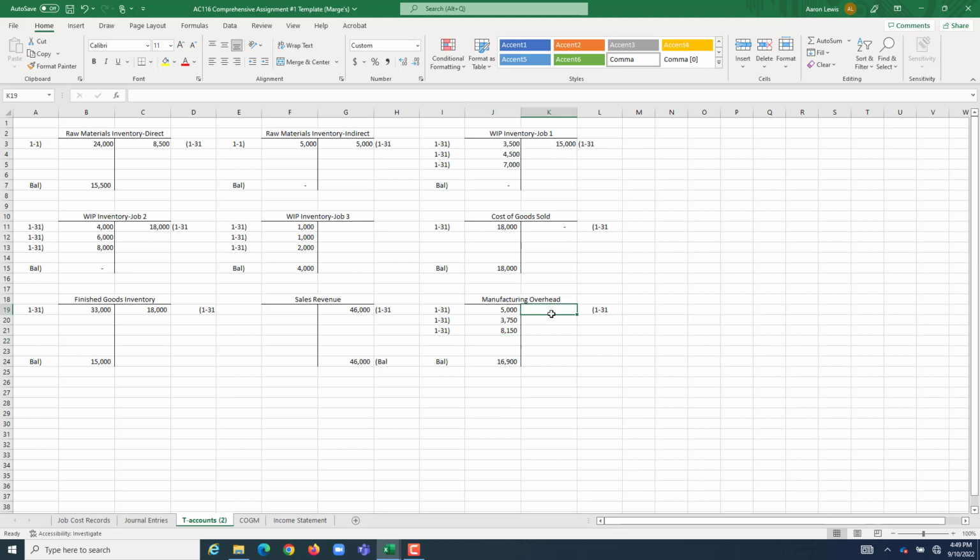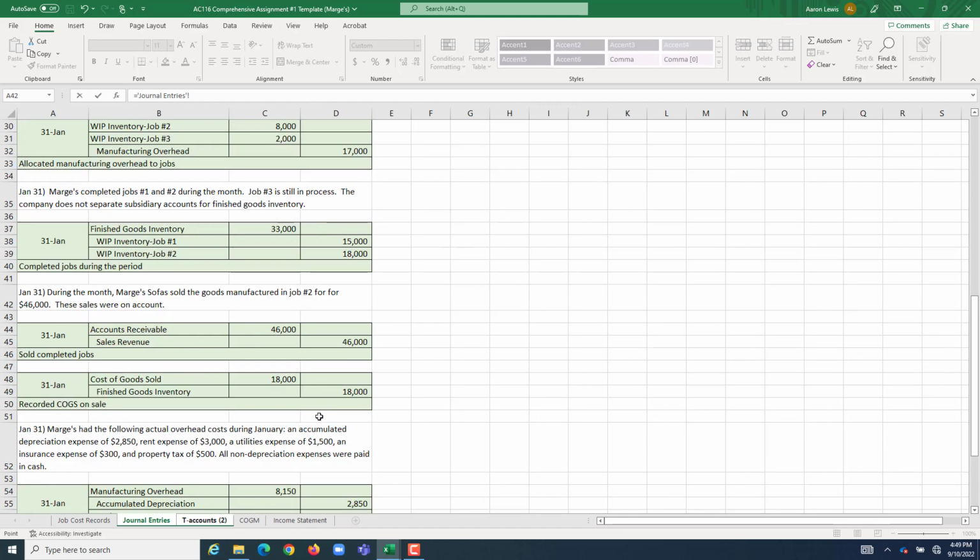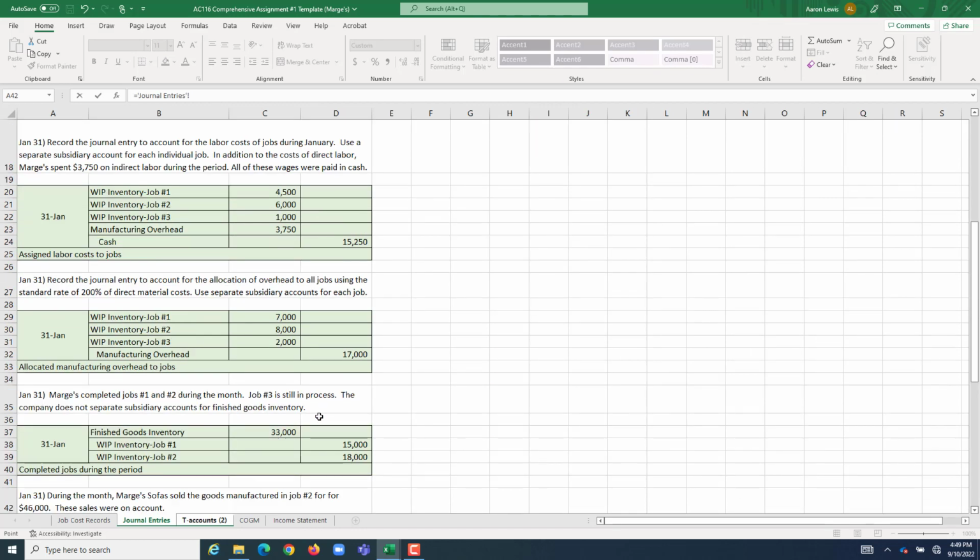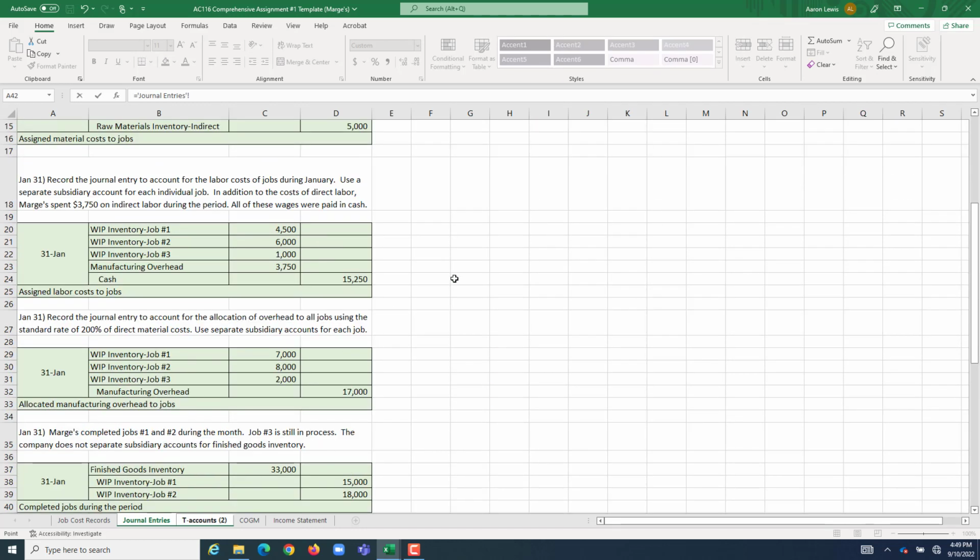Did we credit manufacturing overhead at all during the period? We absolutely did. When we allocated costs to all of our jobs, we took the money out of the pool and we put it in to our job. So we're going to have one credit to manufacturing overhead, and it's going to be from the allocation entry. And that is going to happen right here.